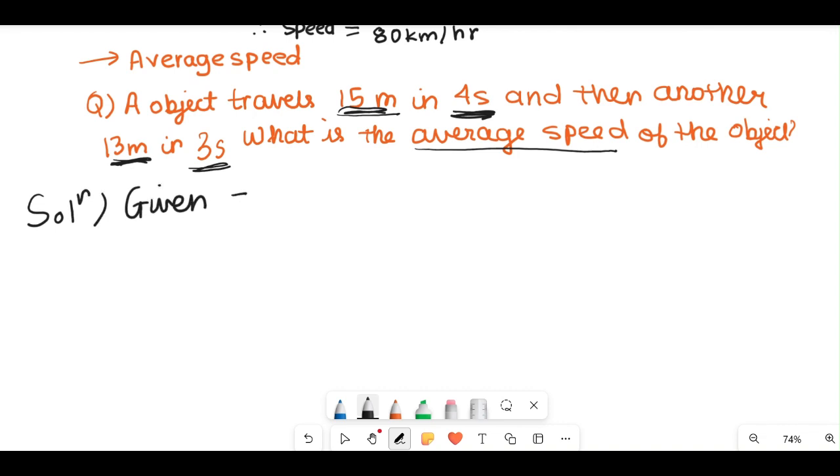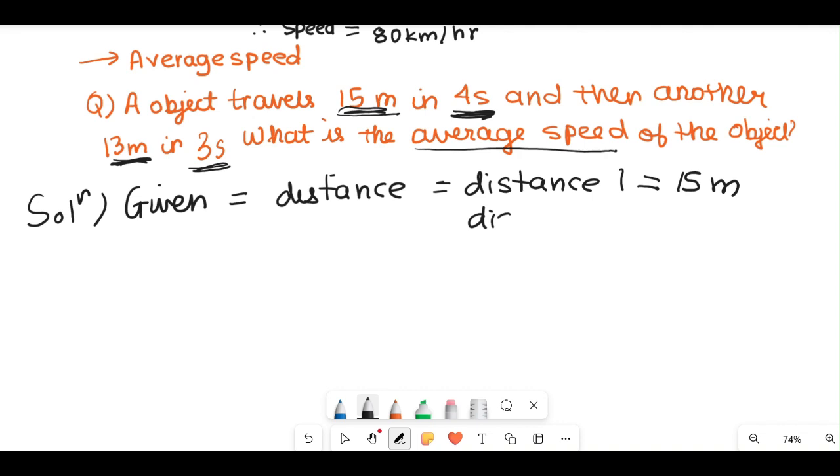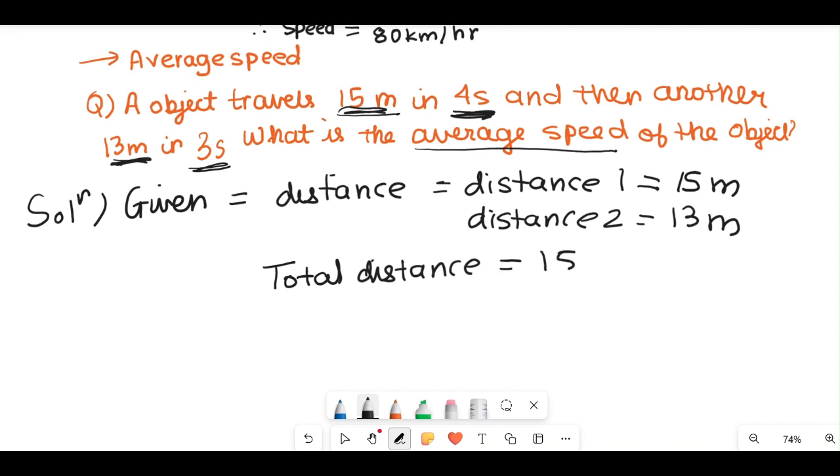Given to us is the distance, that is distance 1, which is 15 meters, distance 2, that is 13 meters. On adding, we obtain the total distance. Total distance is 15 plus 13. Sorry, it's meters. So 13 meters plus 15 meters will give you 28 meters.